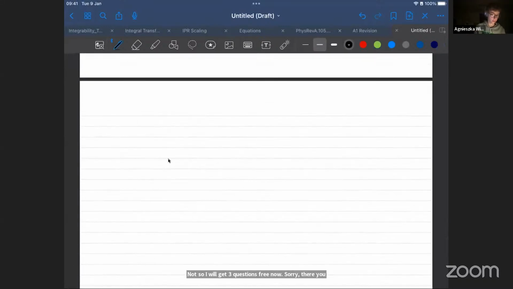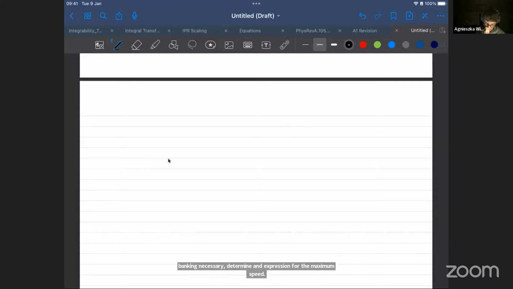So question 3 is also a centripetal force question, which I think all of these are. A velodrome allows cyclists to travel at high speeds around tight corners since the track is banked at a steep angle. Part A, by drawing a force diagram, show why this banking is necessary. Determine an expression for the maximum speed a cyclist can travel at as a function of the radius r of the corner and the coefficient of dynamic friction nu.